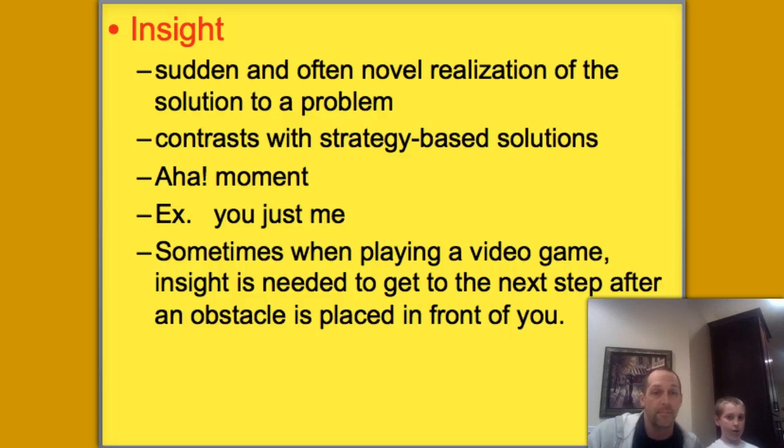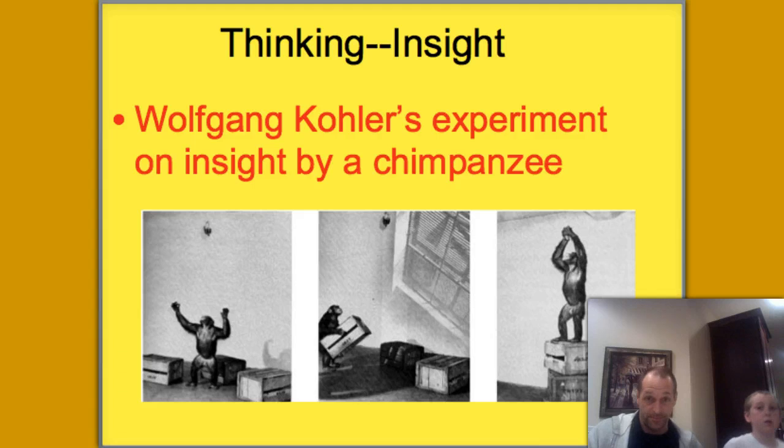Okay? Here's some more examples. This was an experiment with a chimpanzee by Wolfgang Kohler. Obviously, I think he's German. He was observing if chimpanzees have insight, and sure enough, it showed that they do. Here he had, I think is that a banana? I forgot. It's a fruit. Yeah, I think it's a banana the chimp wants.